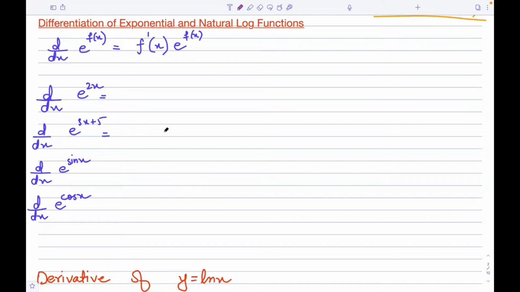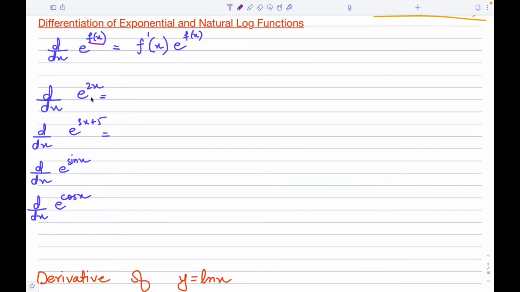In this video, we'll be going over the differentiation of exponential and natural log functions. For exponential functions, the basic thing we have to understand is that we simply multiply the exponential function by the derivative of its power. Whatever the power is, we differentiate it and multiply it by the exponential function. Let's take a look at a couple of examples.